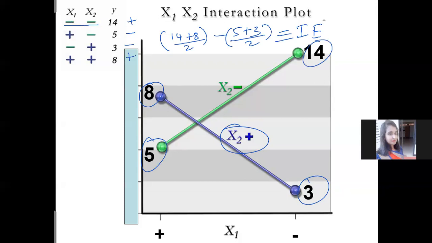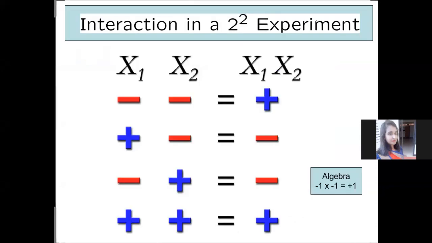5 and 14 are the values when x2 is minus. So take the average of these two and see whether the interaction is there. So that is how we find the interaction. Right? I have pointed out last time. So this is what we have already said.